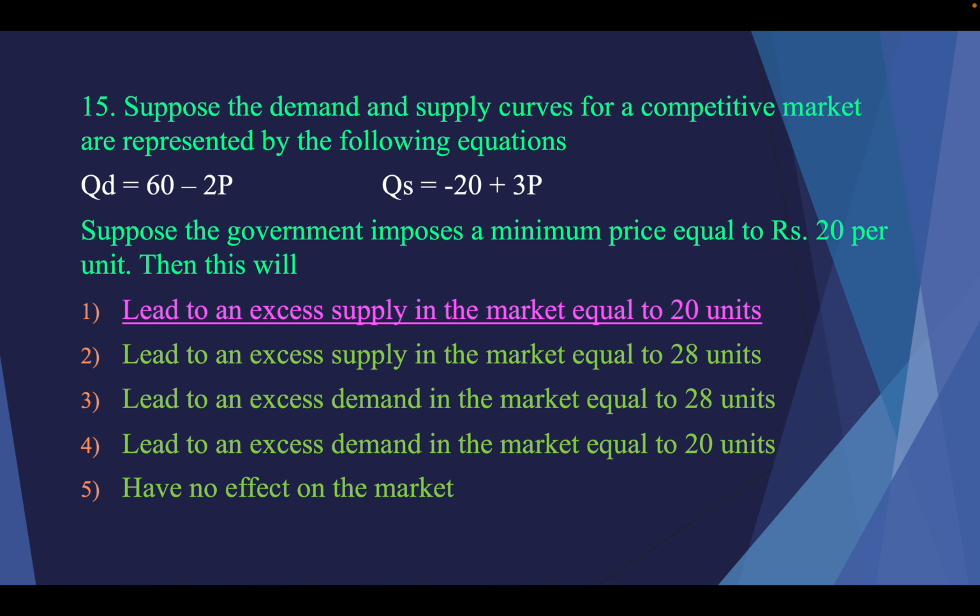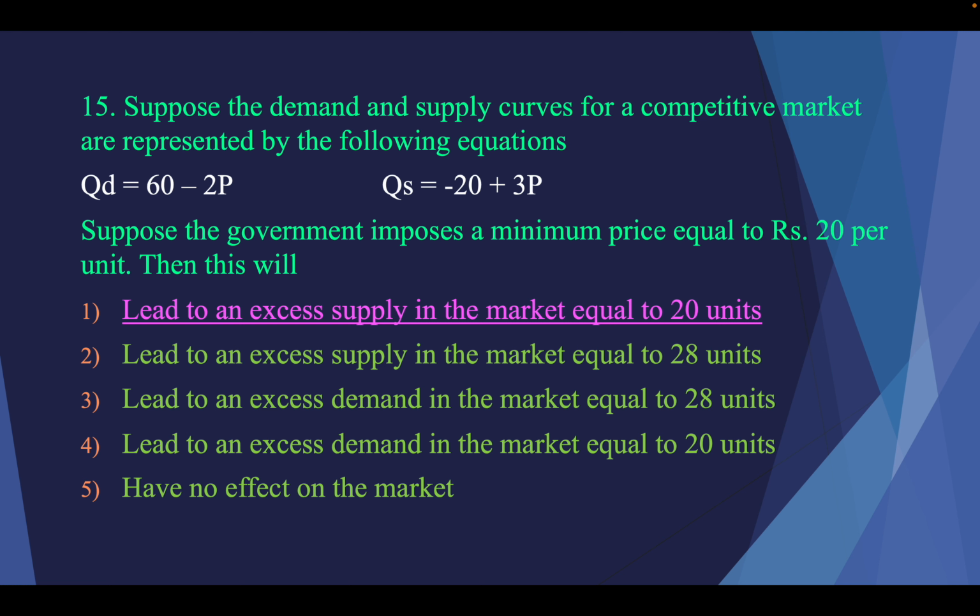Then 15th question. Suppose the demand and supply curves for a competitive market are represented by the following equations. The equations are QD equal 60 minus 2P, QS equal minus 20 plus 3P. Suppose the government imposes a minimum price equal to 20 rupees per unit, then this will. Okay, there are answers: excess supply, excess demand. The answers have like that. We'll see how to find out the answer.